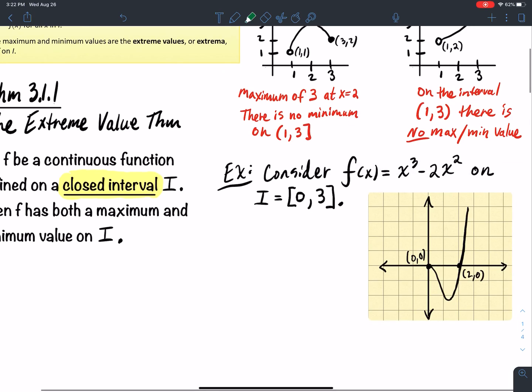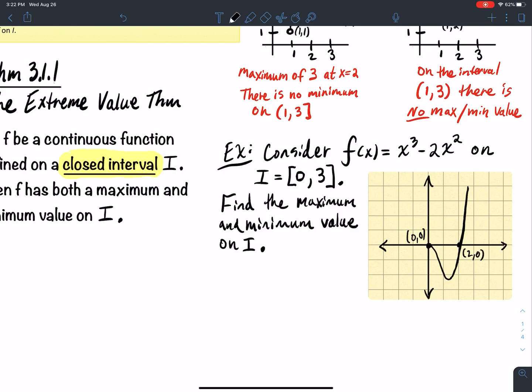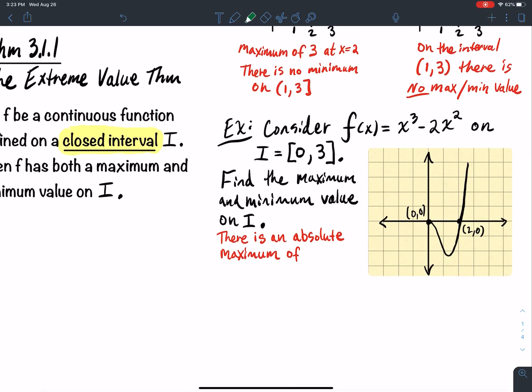So here's the graph. I didn't extend this all the way up because it just keeps going up forever, so let's pretend this is the point here. Now I want to find the maximum and the minimum. When I look at this, it looks like there is an absolute maximum because we have a closed interval and a continuous function. Where does the maximum look like it's going to be? It looks like it's going to be up here, and the maximum is 9.